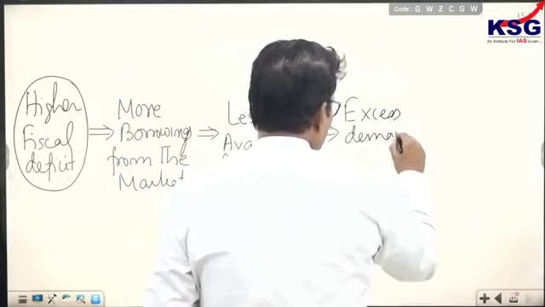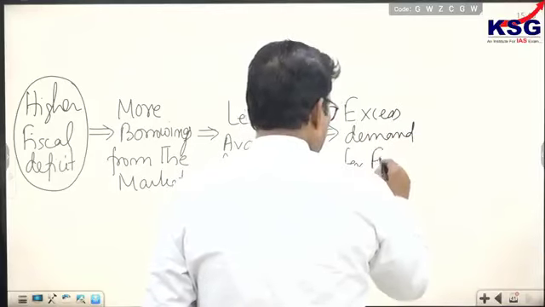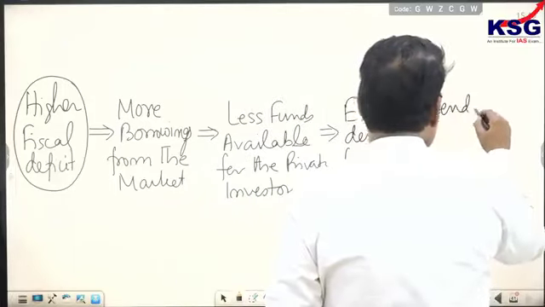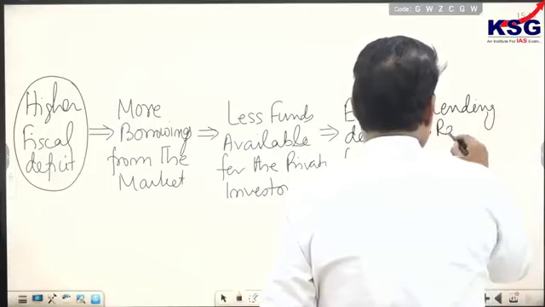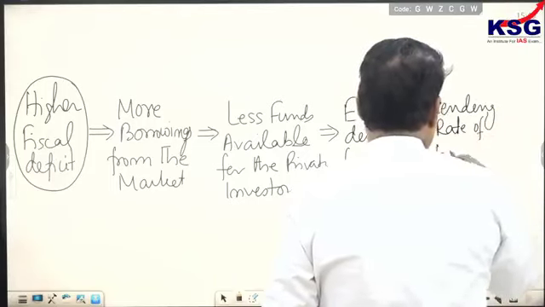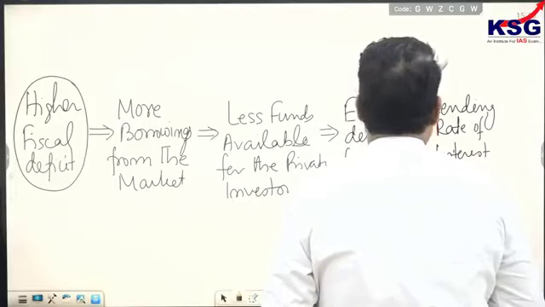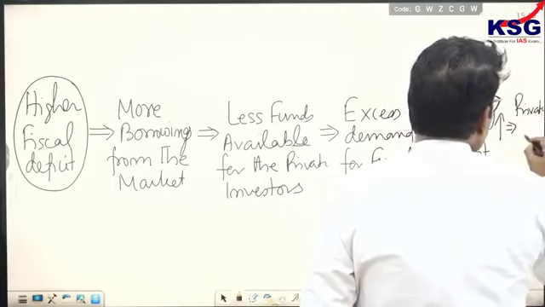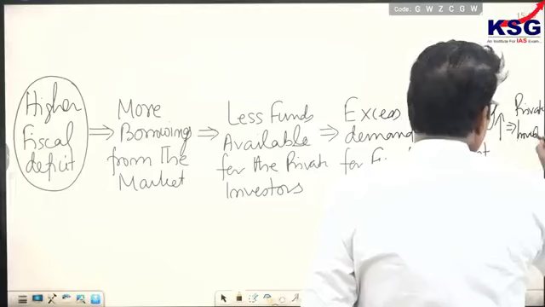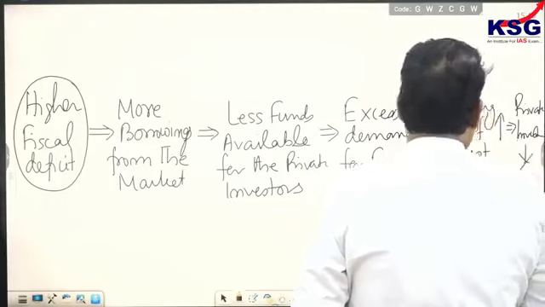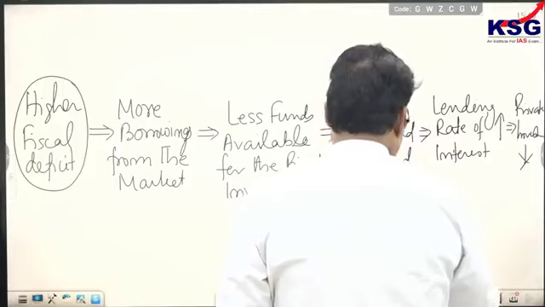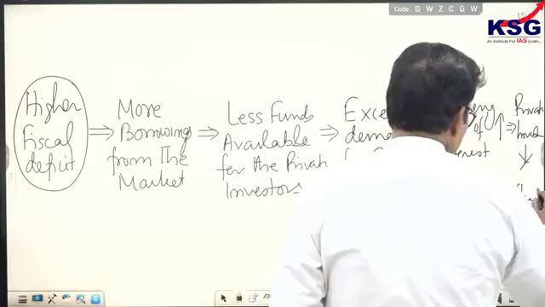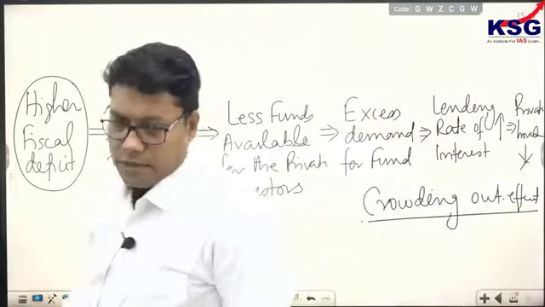Excess demand for fund, lending rate of interest will increase, private investment decreases. It is known as the crowding out effect.